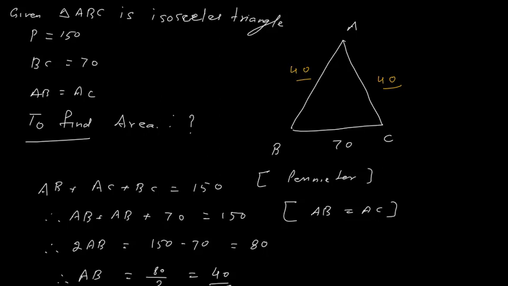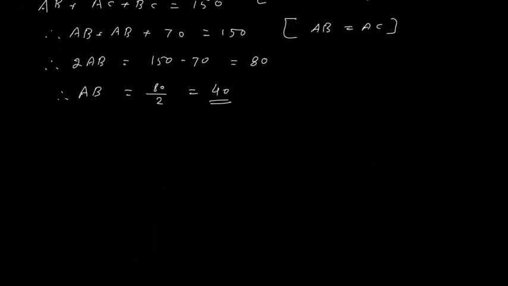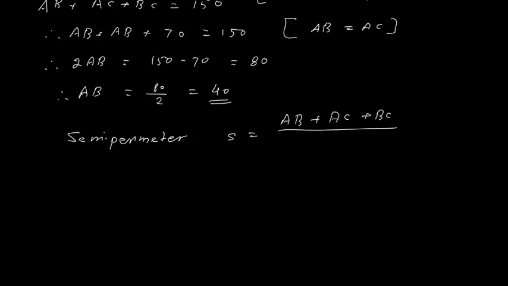Now, semi-perimeter. We indicate semi-perimeter by S, and this is the sum of all three sides divided by 2. So (AB plus AC plus BC) whole divided by 2, or we can also say perimeter divided by 2. The perimeter we know is 150, divided by 2, so we get 75.